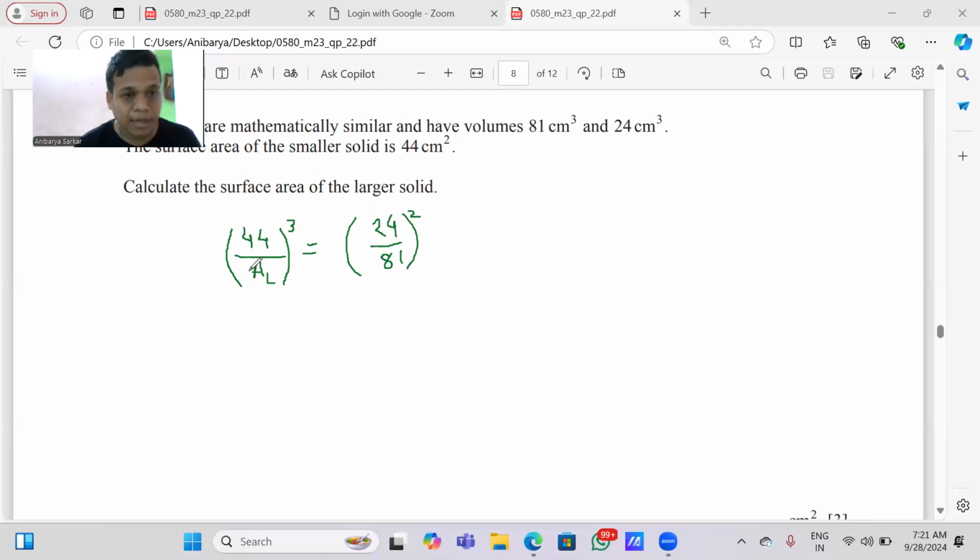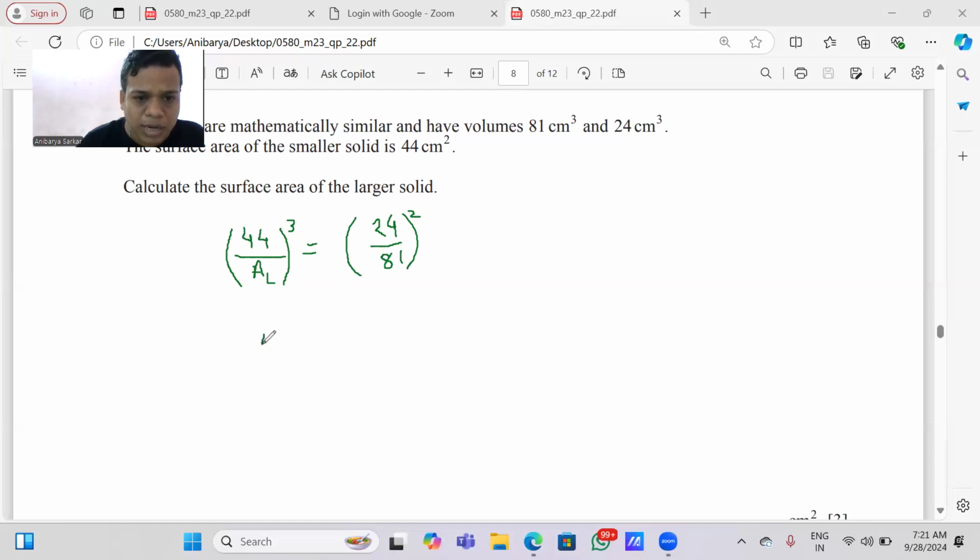Because this is area, and area means square. So the square is multiplied with 3, that is 2 into 3, 6. And here it is cube, the volume, and cubic means volume, so power 3. 3 multiplied by 2 is 6. So both sides have the same power. Now what do I have to find out? I have to find out AL, the area of the larger solid. So you do cross multiplication.